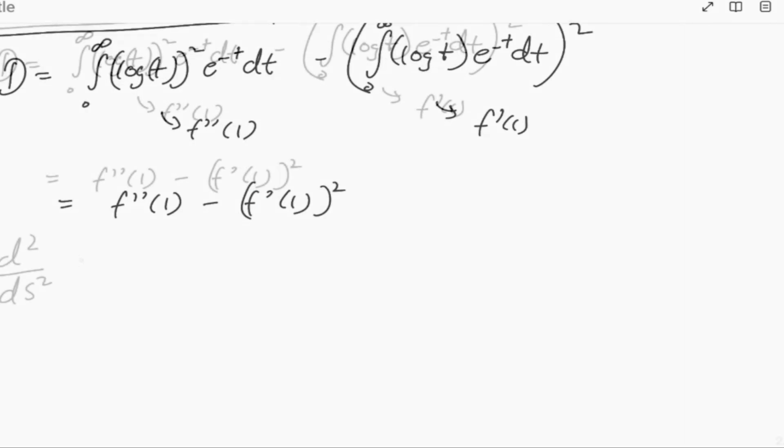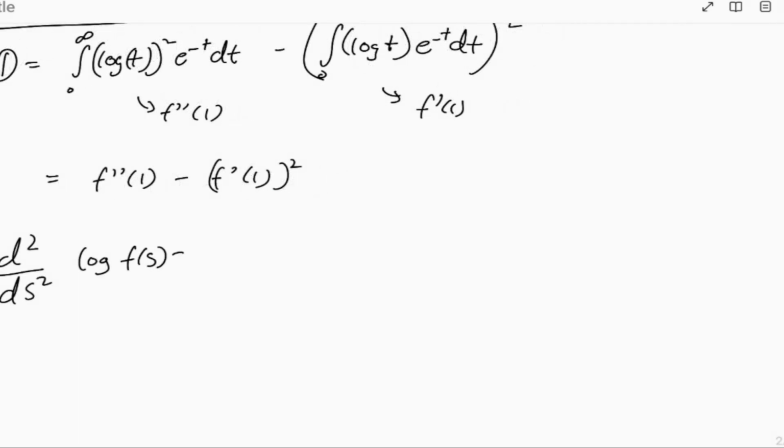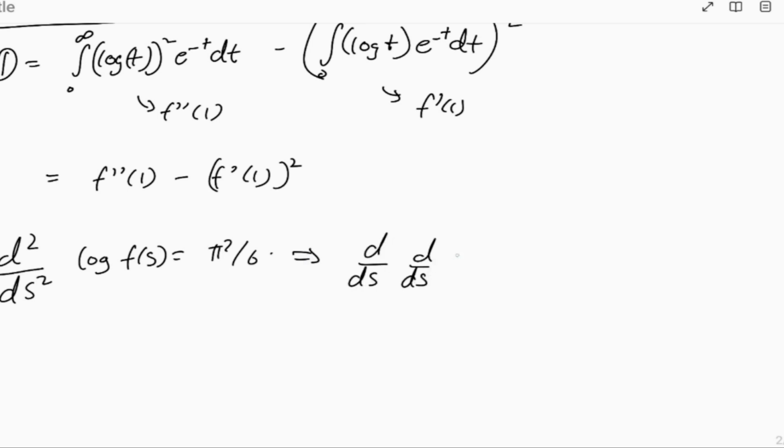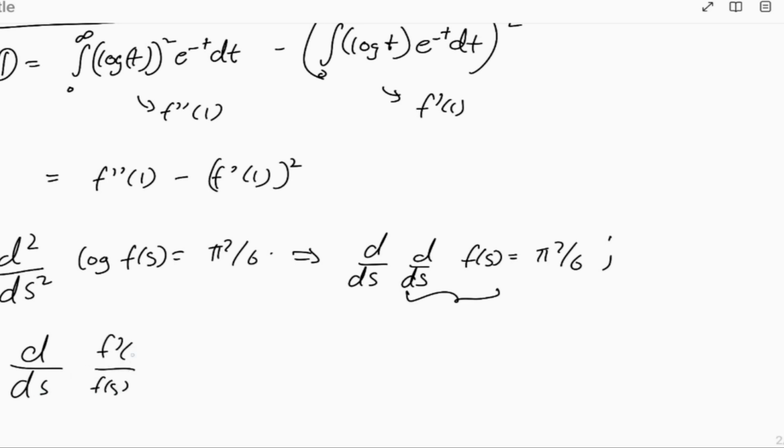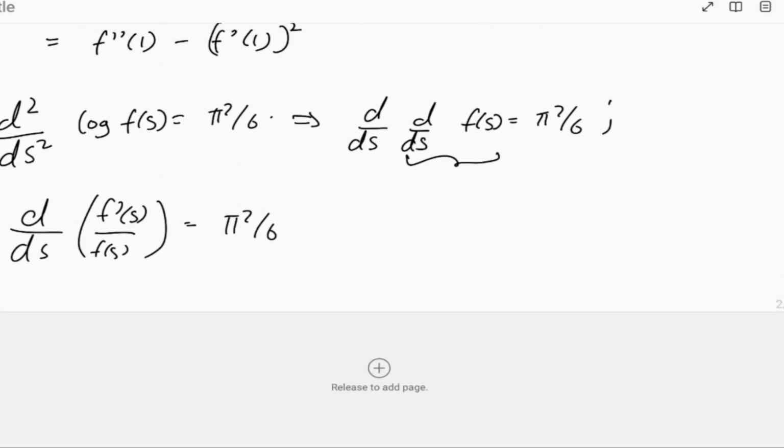And they have said that the double derivative of log of f is equal to pi squared by 6. So if I go ahead and write that as the second derivative of log f(s) equals pi squared over 6, this I can simplify, simply using the power rule, and write that as d by ds of f'(s) over f(s). And that's equal to pi squared by 6. And again use the chain rule here.